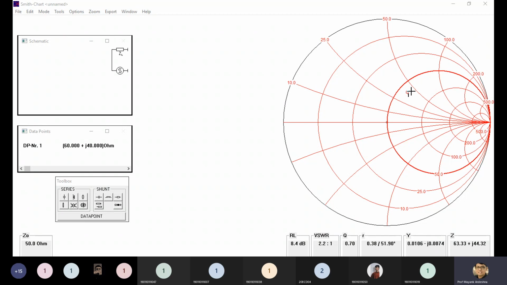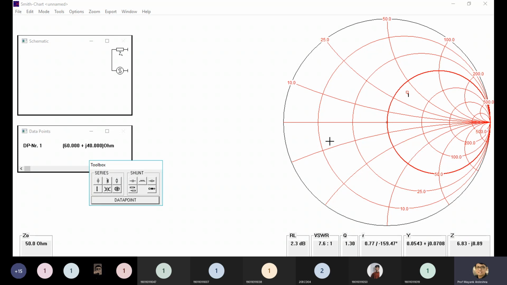Clear? Now you have an option. I want to match with this, because this is the normalized load impedance, and somehow to match with this one in such a way that your VSWR will decrease and you will get a value between 1 and 2. So how can you start with this one?